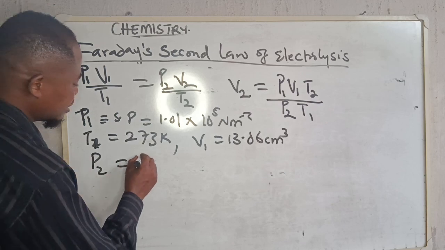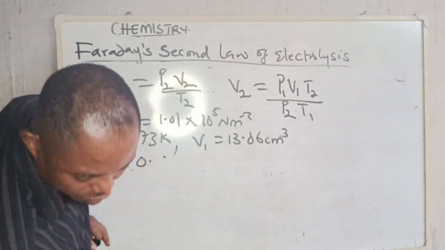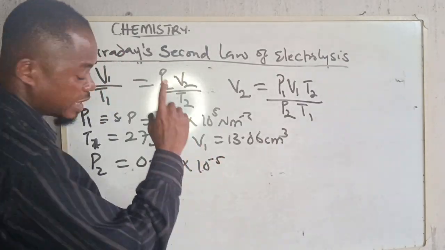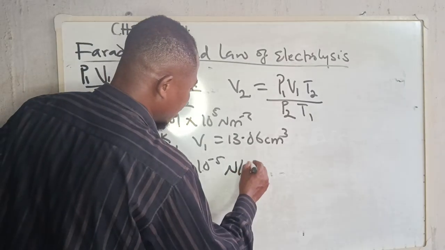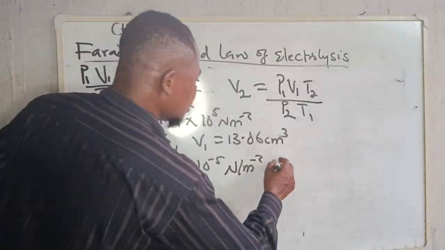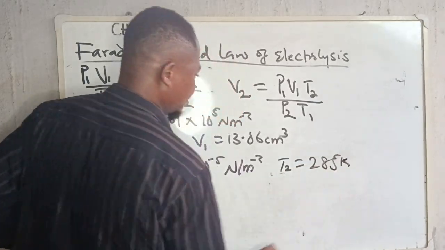P2 is 0.91 times 10 raised to power 6. Sorry, it's not 5, it's raised to power 6 Newton per meter squared. Correct it from the question. And then T2 is equal to 285 Kelvin.